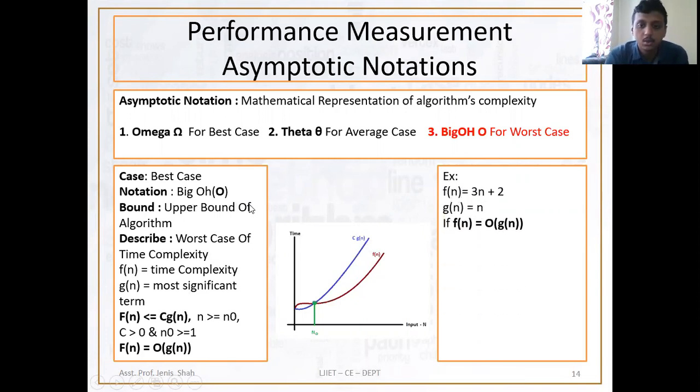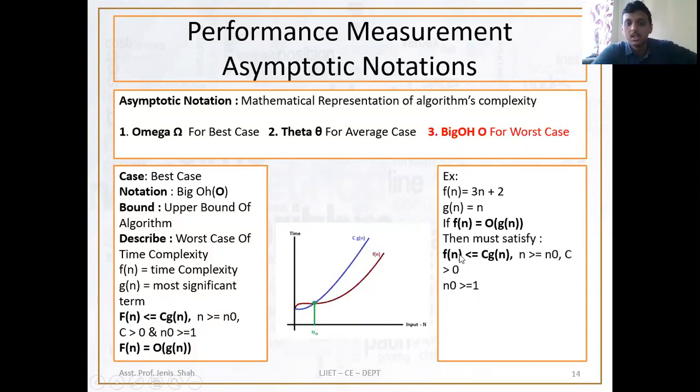Fine. So here the f of n is equal to 3n plus 2. G of n is equal to n. And what we need to prove is f of n is equal to O of g of n. For that, this condition should be satisfied. The condition is f of n is less than or equal to c g of n. Okay. So the condition will be satisfied, that is f of n is less than or equal to c g of n, when C is equal to 4 and n is greater than or equal to 2.